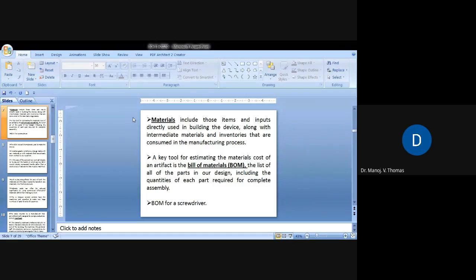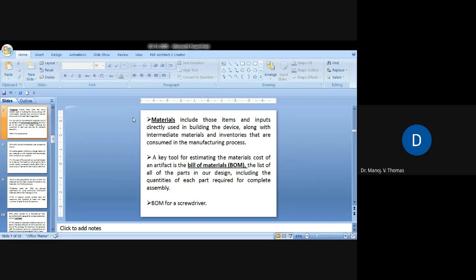A key tool for estimating the material cost of an artifact is the bill of materials. I think this term is familiar to you because we discussed it in one of the previous classes. What is a bill of materials? It is the list of all the parts in our design, including the quantities of each part required for complete assembly. For example, take the bill of materials for a screwdriver. All of us are familiar with the screwdriver. It has a handle and a blade, two simple components.